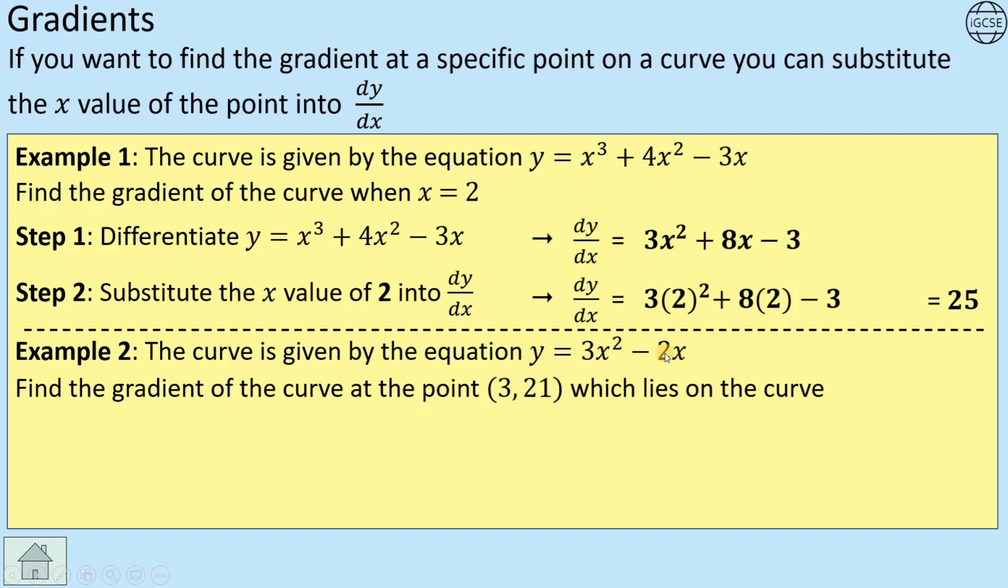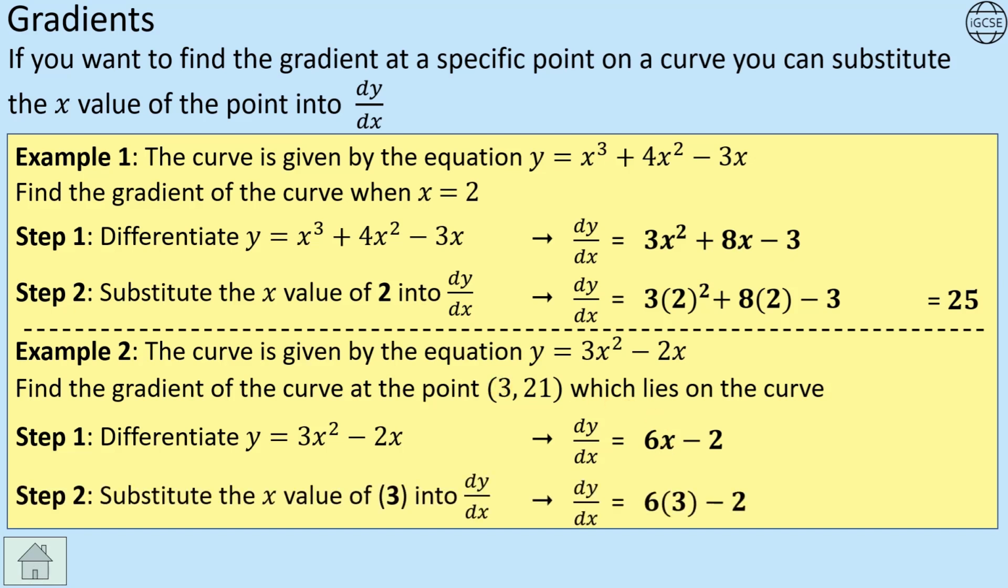So as before, let's differentiate y equals 3x squared minus 2x. The 2 is going to come to the front, and times by the 3 is going to give us 6, so 6x on its own. And then the x will disappear, so it's going to be 6x minus 2 when we differentiate it. And unlike last time, we're going to substitute the value of 3 into x, and we're going to get 6 times 3, which of course is 18, take away 2, it's going to give 16. So the gradient of that particular equation when x is 3, or at (3, 21), is 16.